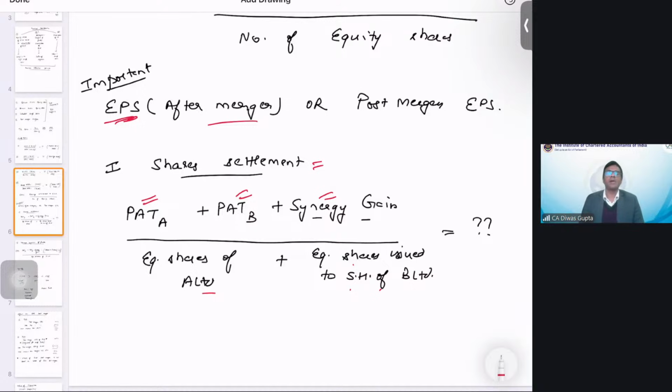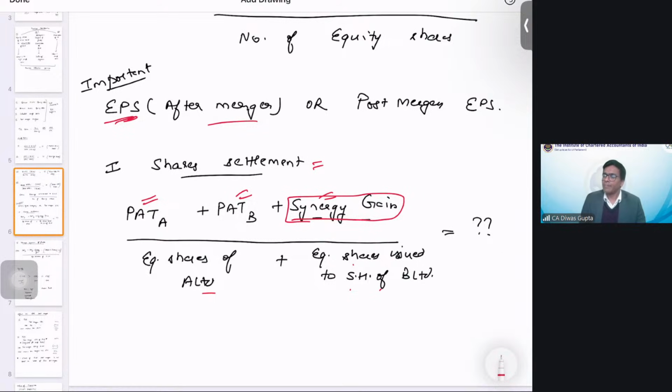Clear? So profit after tax of A Limited, profit after tax of B Limited, that's the merged entity's profits, plus synergy gain. Now, what is meant by synergy gain? Synergy gain is something over and above their individual profits. For example, both company A and company B before their merger had general management, administrative costs, and different boards of directors. Now, after they have merged, some of these costs will go away, right? Some of these costs will go away. That will help in a gain which will come over and above.